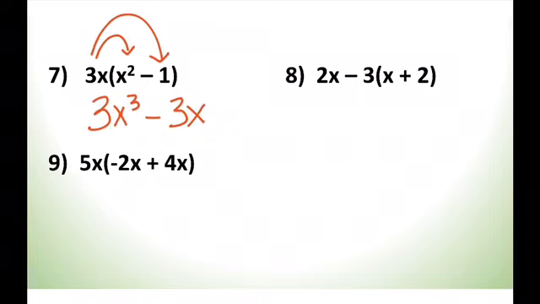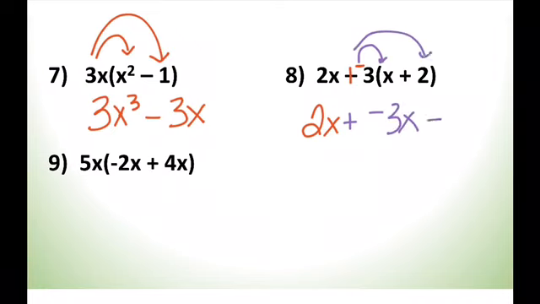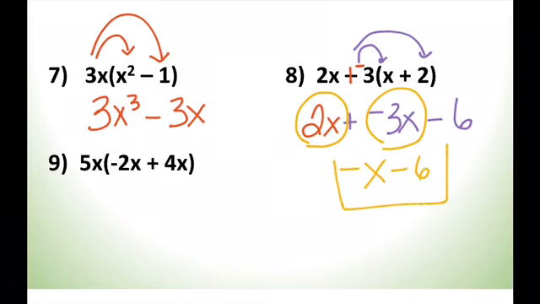Okay, number 8. This one has a subtraction, but it also has a distribution. So what we're going to do to make this a little bit simpler, I guess, is we're going to say 2x, and then we're going to make this plus a negative 3. And that might help as you do the next step. So I'm going to say plus, and then negative 3 times x is negative 3x, and negative 3 times 2 is negative 6. Now look for your like terms. I've got 2 and negative 3, and that's negative x, and then minus 6. That's my final simplified answer.